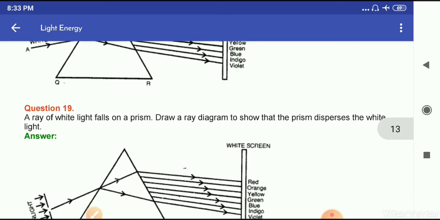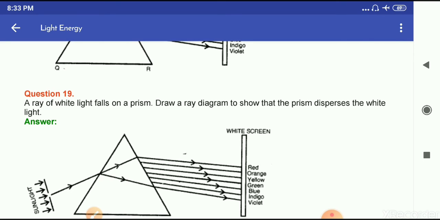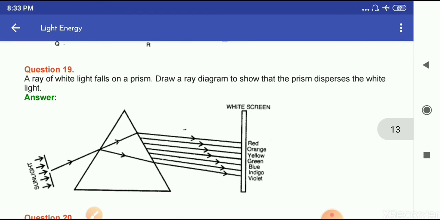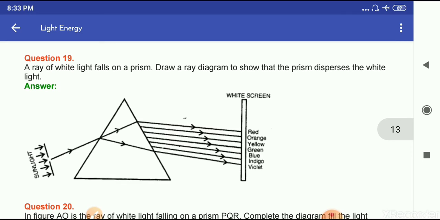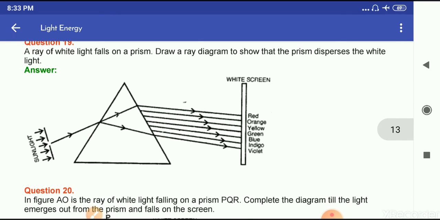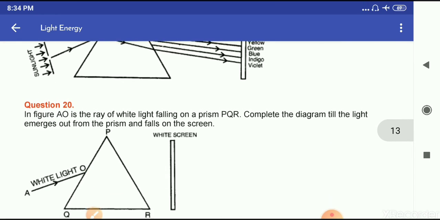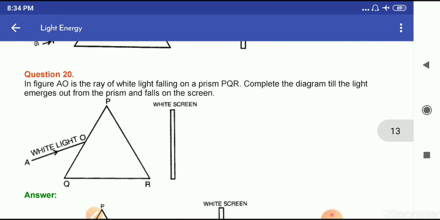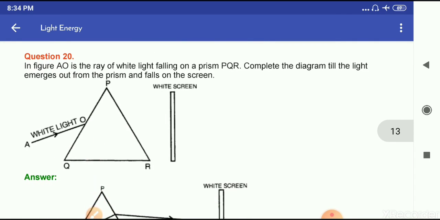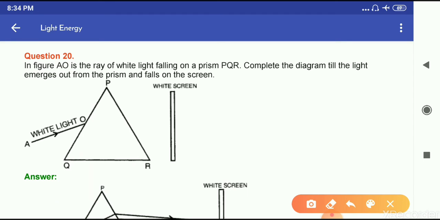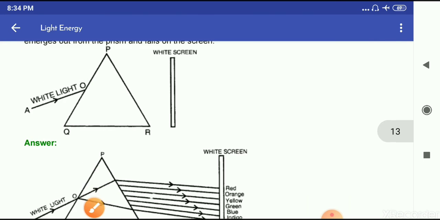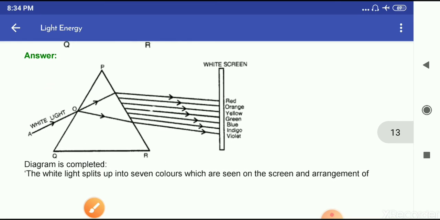Question number 19, a ray of light falls on a prism. Draw a ray diagram to show the prism disperses the white light. Okay, again you have to draw this diagram. Question number 20, in the figure AO is a ray of light falling on the prism PQR. Complete the diagram till the light emerges out from the prism and falls on the screen. Okay, so you have to draw this diagram.